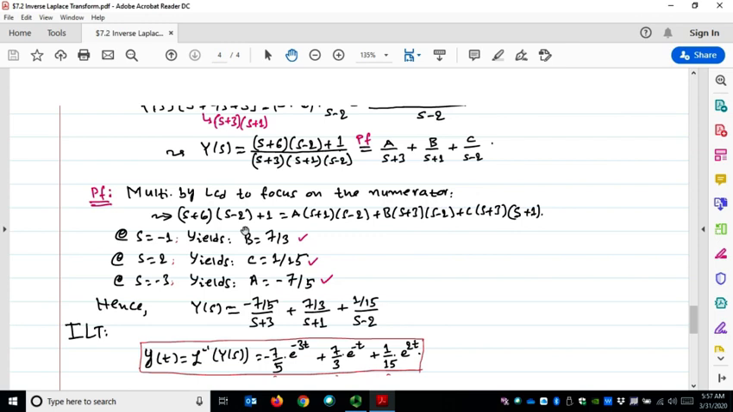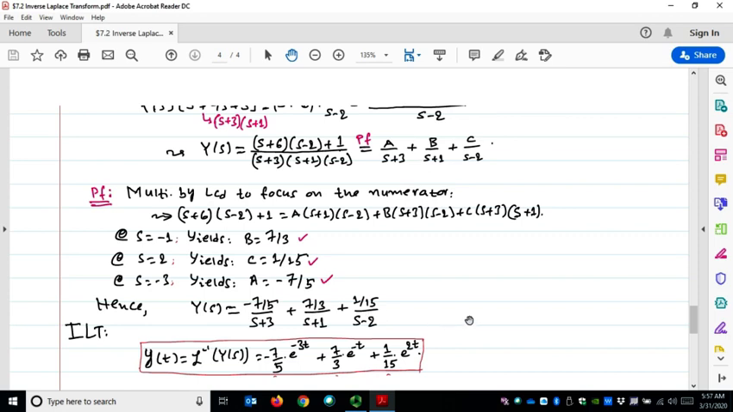So again, there are many ways to find the values of A, B, and C. I substitute s equals minus 1, I substitute s equals 2, I substitute s equals minus 3, and I got B equals 7/3, C equals 1/15, A equals negative 7/5. Then I substitute those values back in here. So capital Y of s equals the A value, B value, C value.